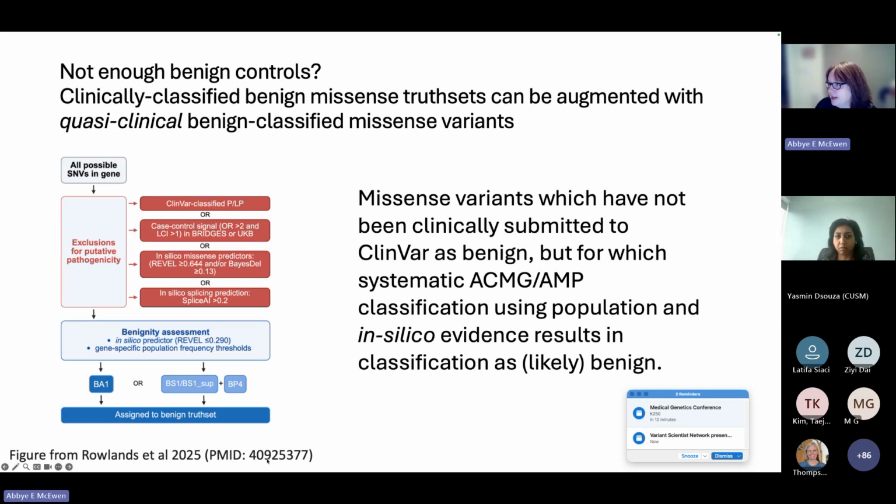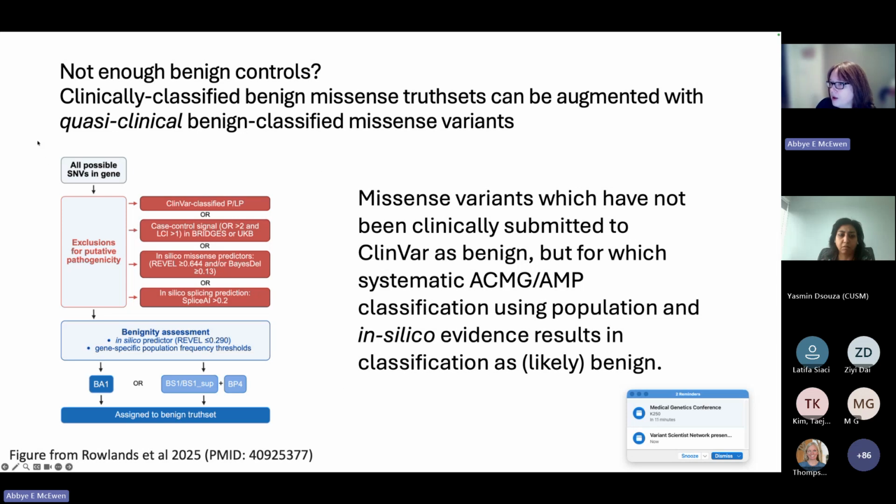And what this data set is are missense variants that aren't in any database like ClinVar yet, but if you were to take them and apply some ACMG rules to them using population cutoffs and in silico evidence, you could classify them as likely benign. So this figure from this Rowlands paper in 25 goes through this workflow.